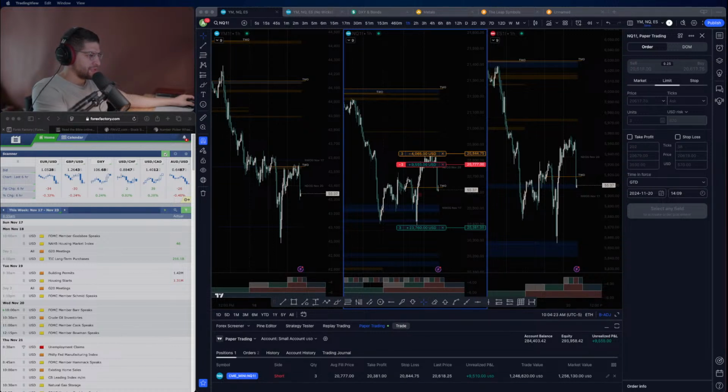Tomorrow is going to be interesting. Tomorrow we do have news. I don't know what we'll see. I mean, the market always gives us whatever it wants to give us.